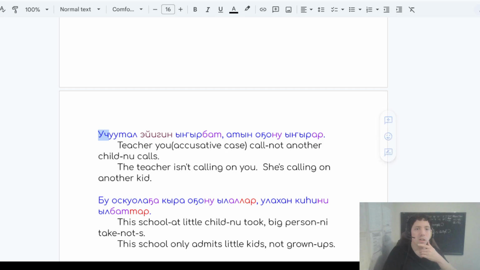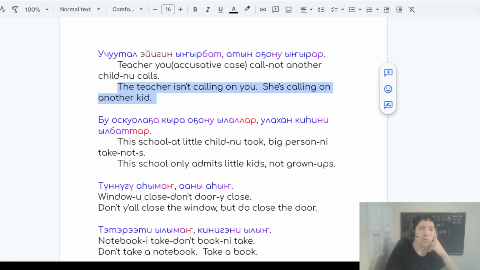All right. Uchutal eigin ngerbat aten anu ngerar. The teacher isn't calling on you, so this eigin is the accusative case, the direct object marker of you. So the teacher isn't calling who? Isn't calling you, then you put you, N, into the form eigin. So the teacher isn't calling on you, she's calling on another kid. Why are you answering? How rude. If someone said it to me in class, I would not be their friend.